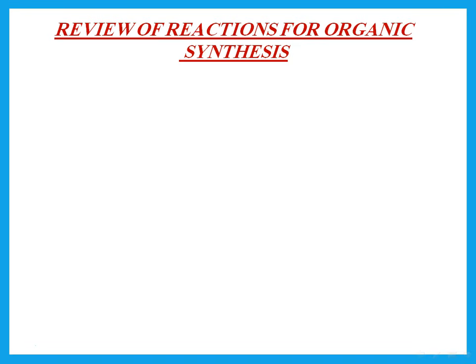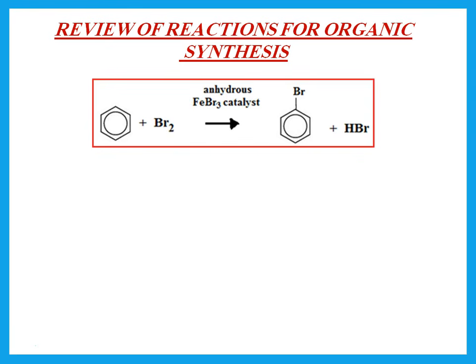Okay, let's go through a very quick review of many of the chemical reactions that we will need in order to prepare organic compounds in this syllabus. For example, if I have a benzene ring, and I want to add a halogen to the benzene ring, I react it with the halogen in presence of anhydrous FeBr3, or it could be chlorine in anhydrous FeCl3 as a catalyst. So that's one useful reaction we're going to use.